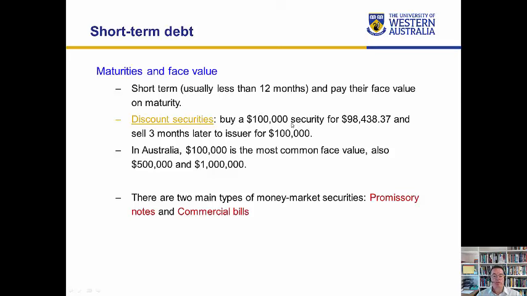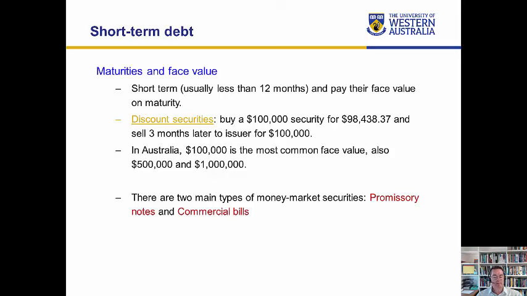So the return that is earned is the difference between what you pay for the security, the $98,438.37, and the $100,000 that you redeem it for. So this person would actually earn, if we do the quick calculation here, $1,561.63 for an initial investment of $98,438.37 for a period of 3 months. So that return over that initial investment, you could actually convert that to an annualized amount.